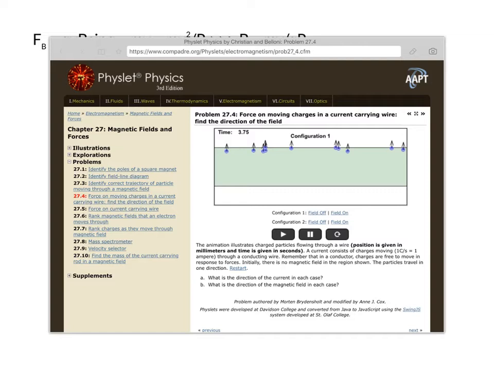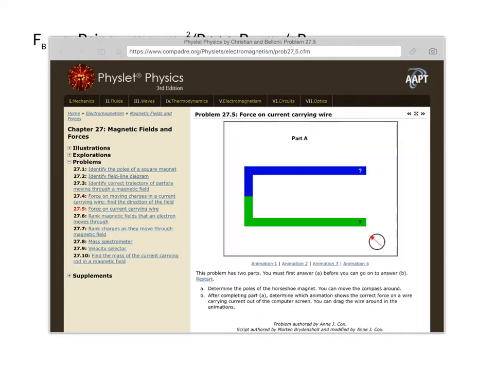If I go to configuration 2 and go field off and play it, you see there's positive charges moving the opposite way through the wire, there's no field. If I stop that, put the field on, and then play it, you see the charges do the same thing. They go to the top. So this is a question of what's the direction of the magnetic field that would make the charges do that. You have to answer those questions. That's, once again, right-hand rule number 1.